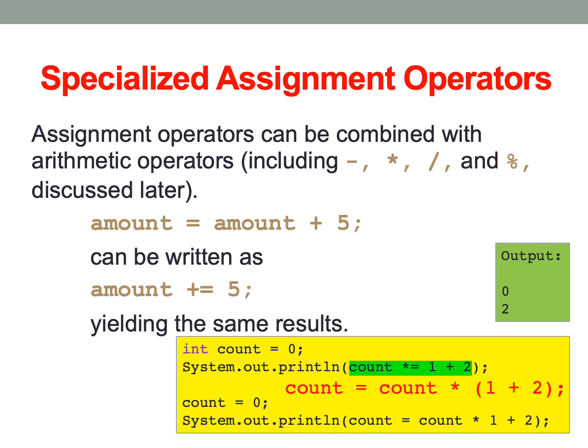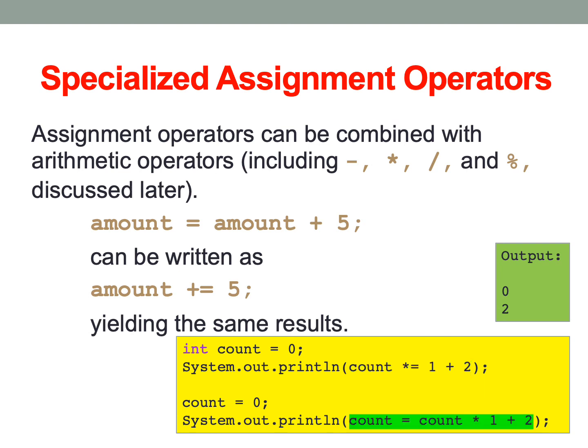In the first one, when we do count times equals 1 plus 2, as we learned previously, it will solve the right side first. So this is basically count equals count times, in parentheses, 1 plus 2. It will do the addition first because addition is at the right side. The second one, which is count equals count times 1 plus 2, is evaluated according to the precedence rule, which is the multiplication first and then the addition. So if you want to use the specialized assignment operators, be careful about the output that you expect it to have.